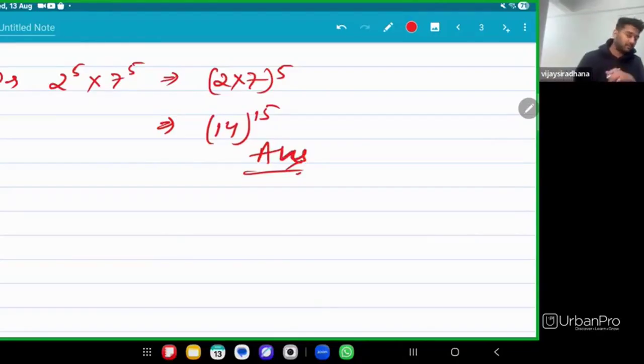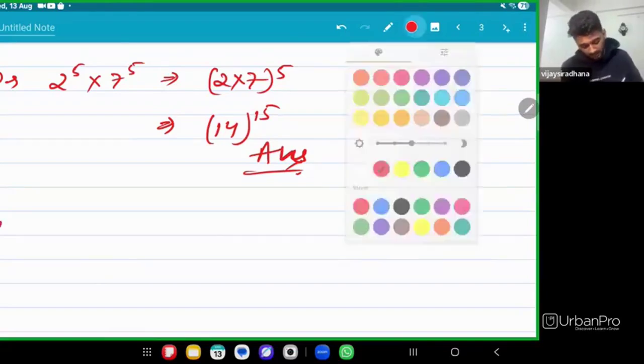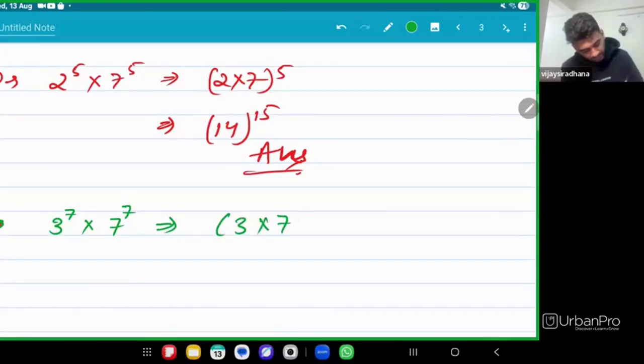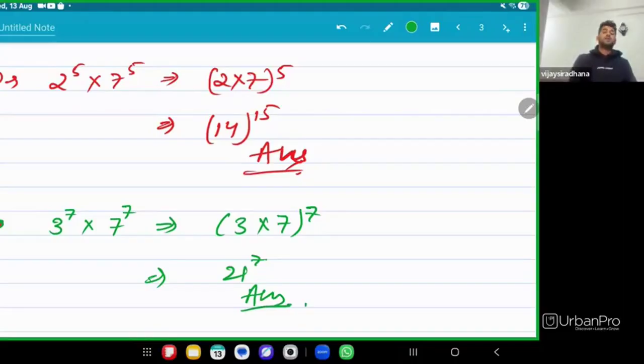Right? Let's do the last question of this. Suppose you have the question 3 to the power of 7 into 7 to the power of 7, which is nothing but 3 into 7 to the power of 7, which is 21 to the power of 7, and this is the answer. So students, this is how we will be doing the questions of the laws of exponent.